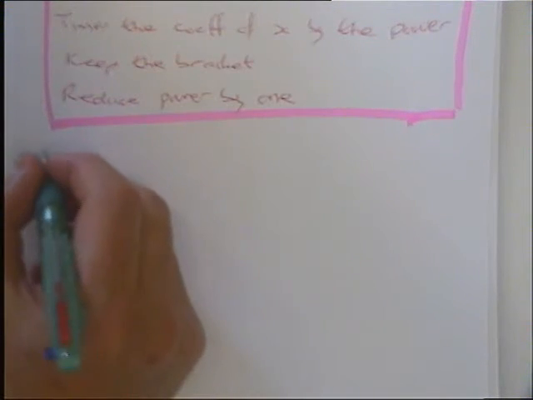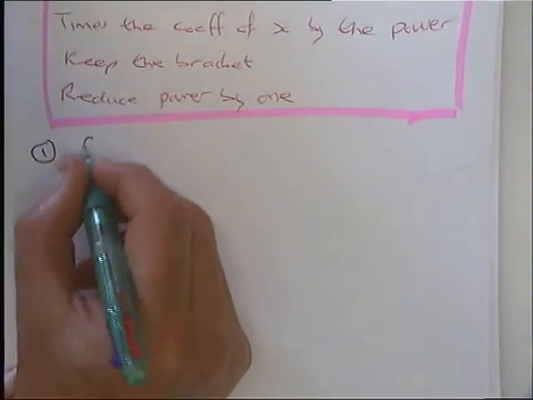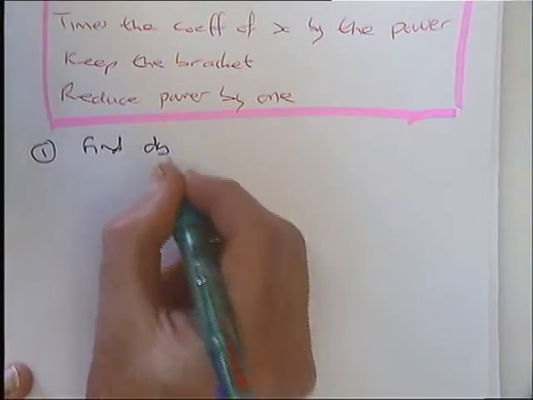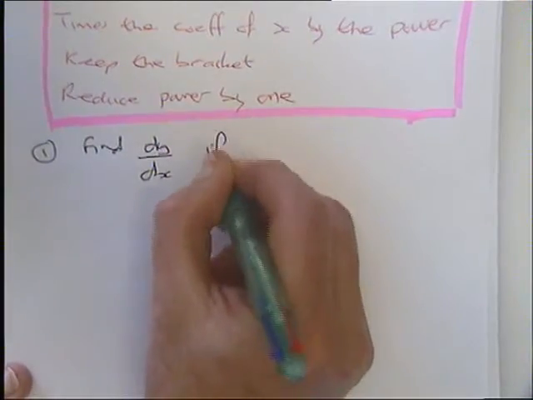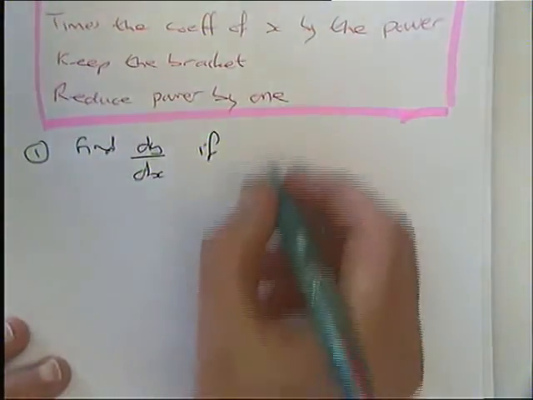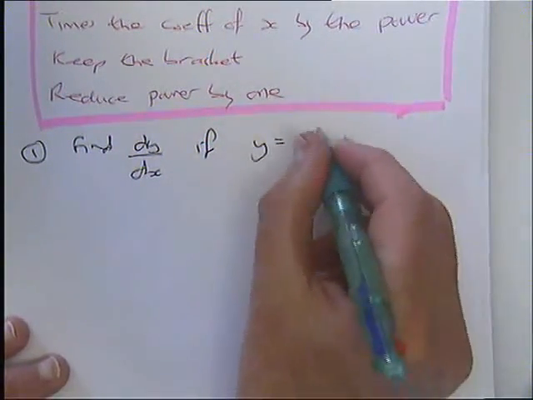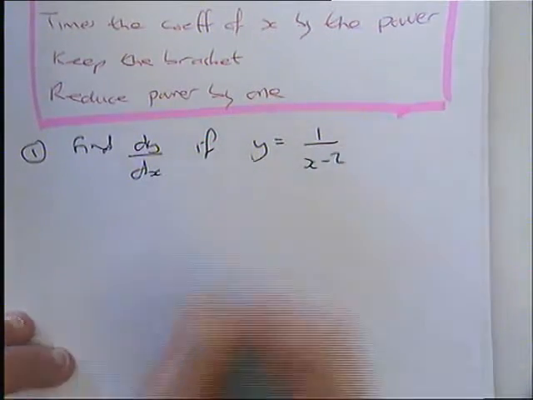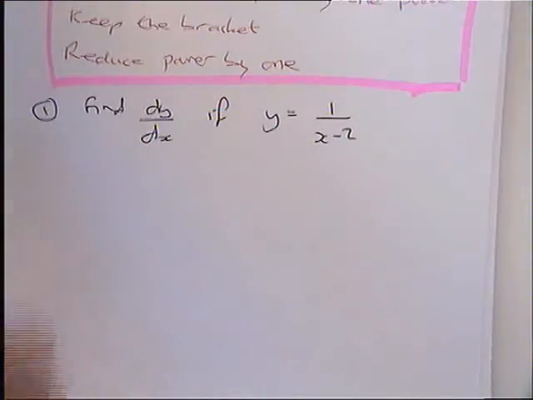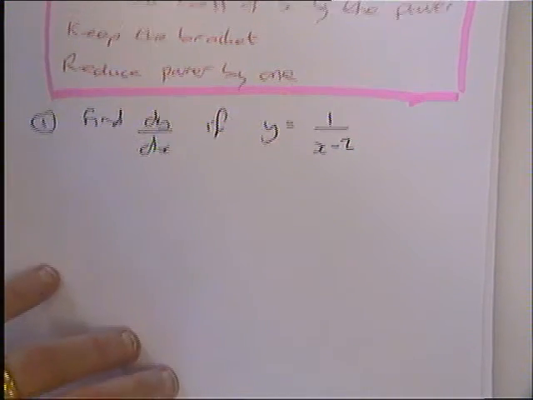So, some examples. Here we go. We're going to ask you, first of all, to find dy dx. We're going to do a bit more properly with the notation now. Find dy dx, first of all, if y equals 1 over x minus 2. That obviously looks like what we've just been doing, doesn't it? It doesn't look quite like what we've been doing. So we need to make it fit the rule.